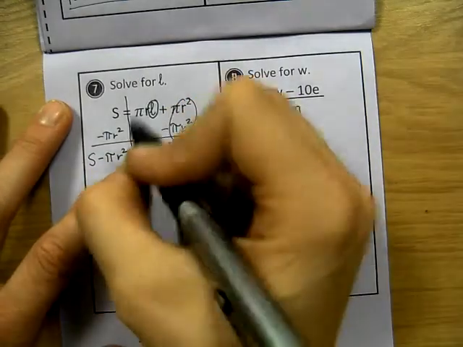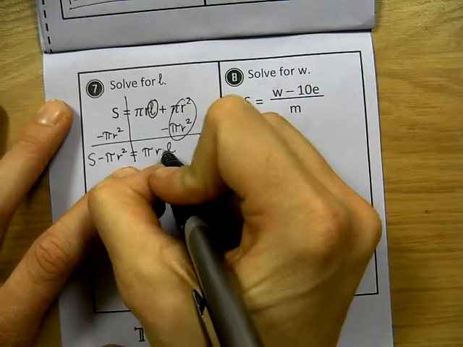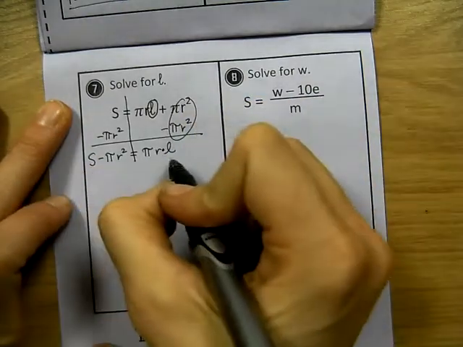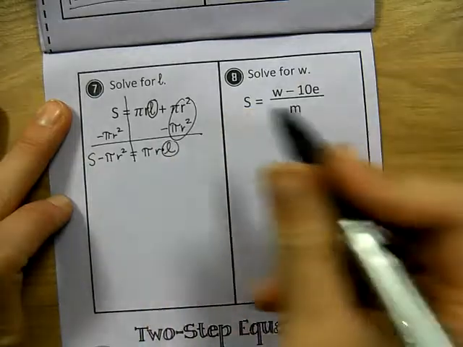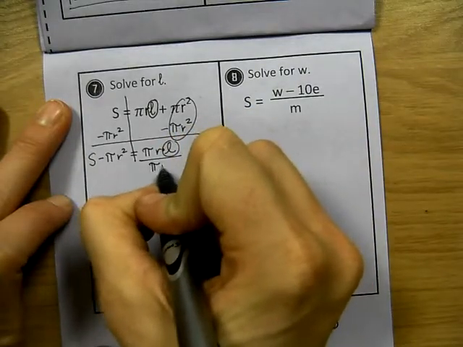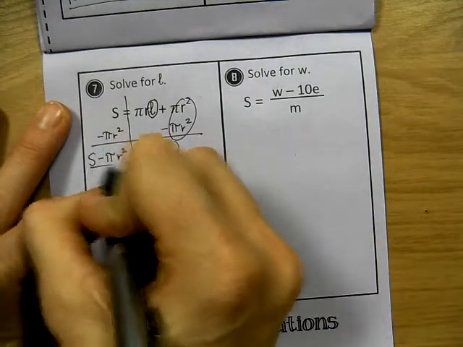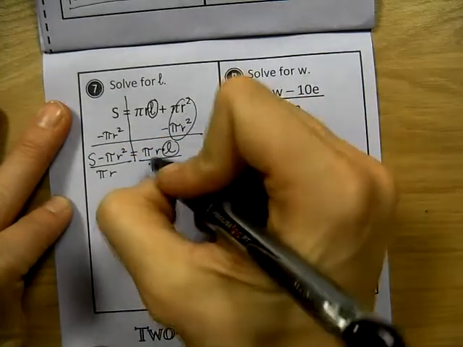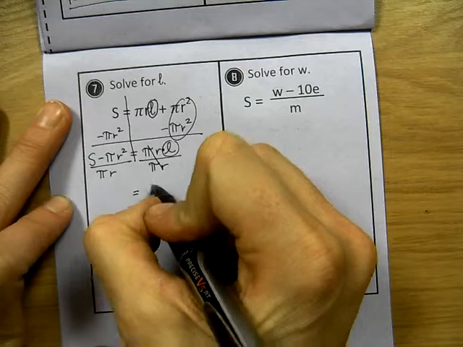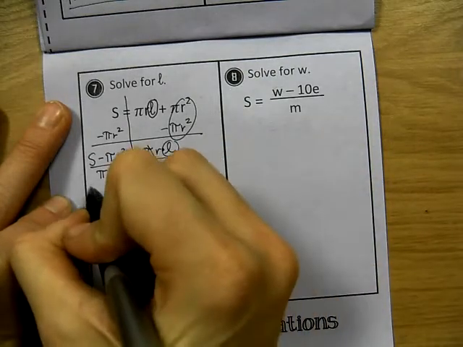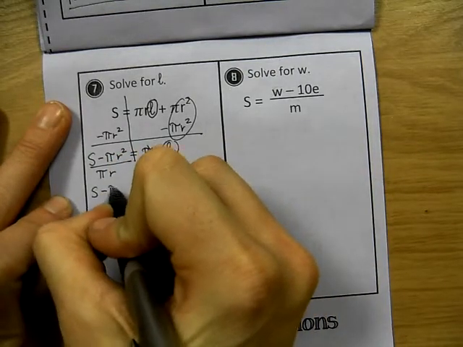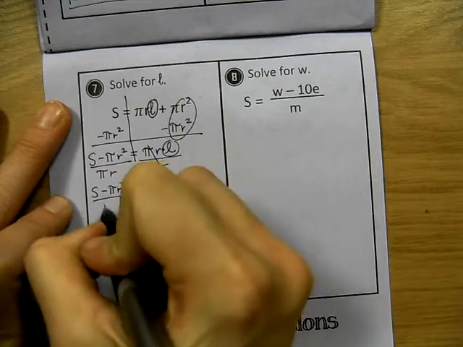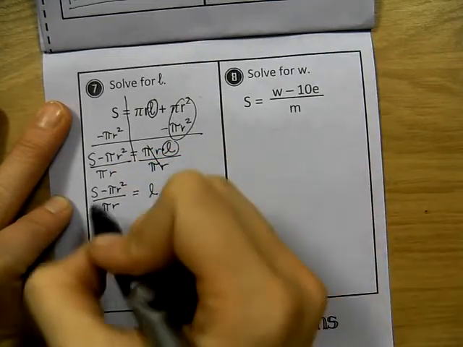Now when I just say pi r L, we're implying that we're multiplying pi r times L. So to do the inverse, if I want to get L by itself, I could divide by pi r. And if I divide on the right-hand side by pi r, I also have to divide on the left-hand side by pi r. Anything divided by itself is 1, so on the right-hand side I'm left with 1L, or just L. And on the left-hand side I'm left with s minus pi r squared over pi r equals L.